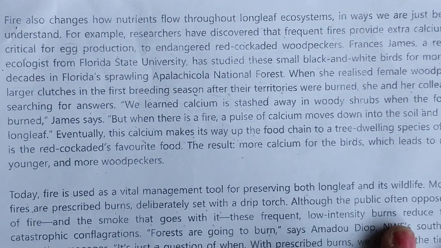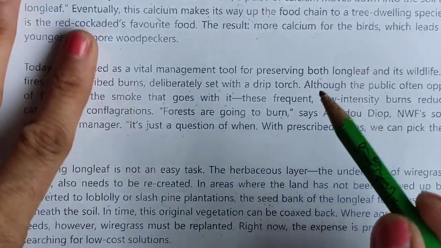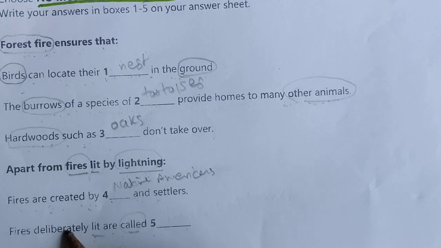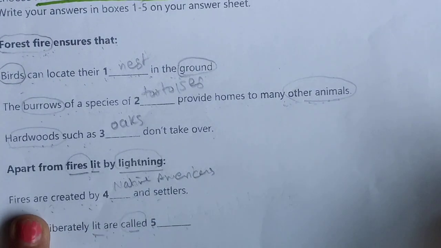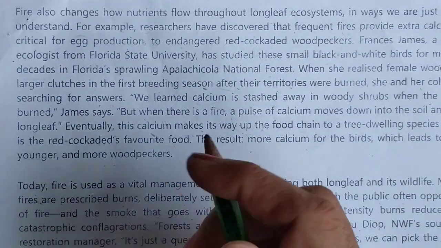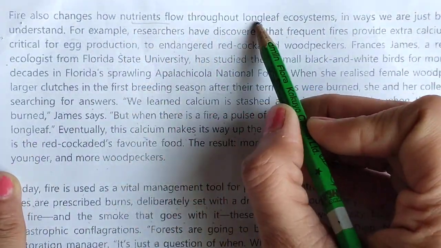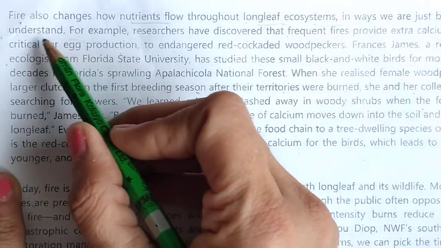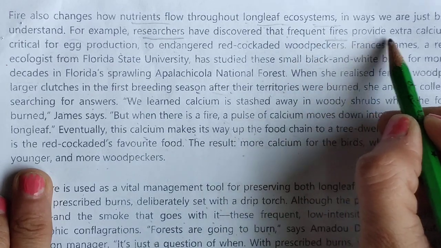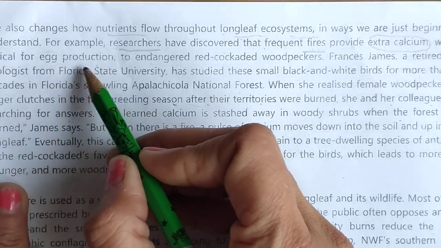You can see we were looking for fires deliberately lit. This is the question statement: fires deliberately lit are called. The word deliberately is what we should look for first. So let's read this paragraph. How nutrients flow throughout the longleaf ecosystem we are just beginning to understand. For example, researchers have discovered frequent fires provide extra calcium, which is critical for egg production.